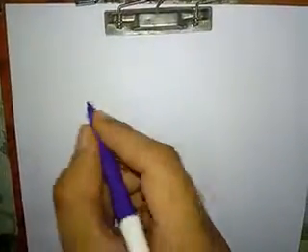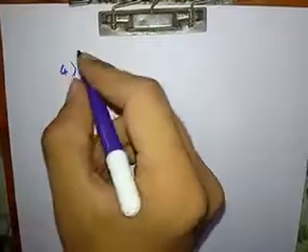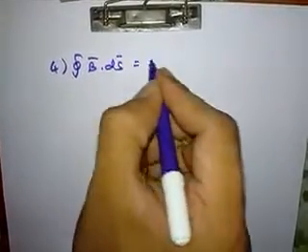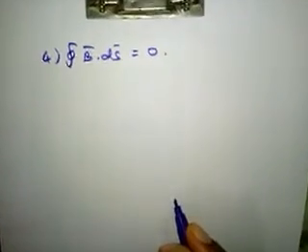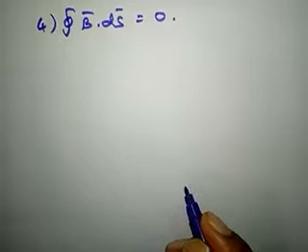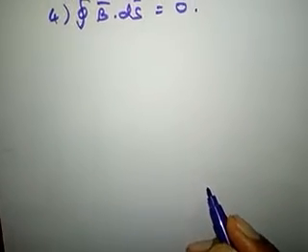is the closed surface integral B bar dot dS bar is equal to 0. So these are a few of the equations that we already covered in our previous modules. So this was just a recap of all those equations.